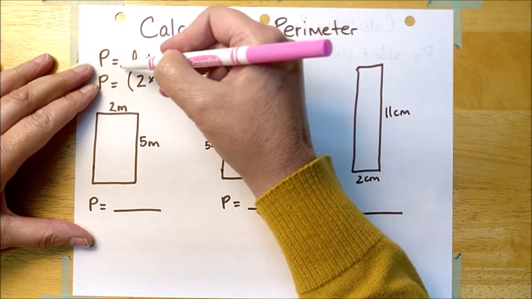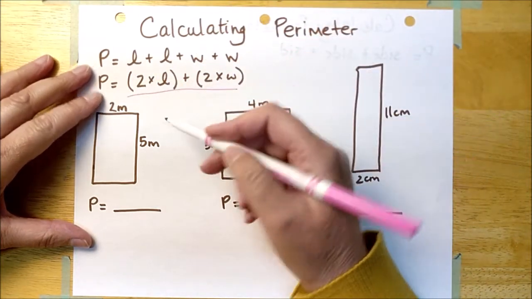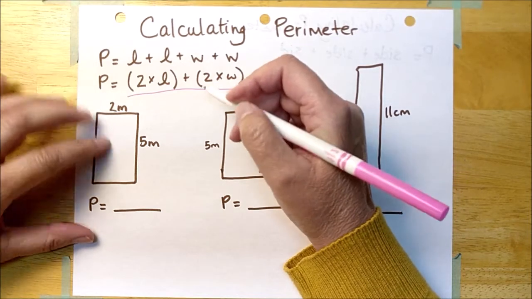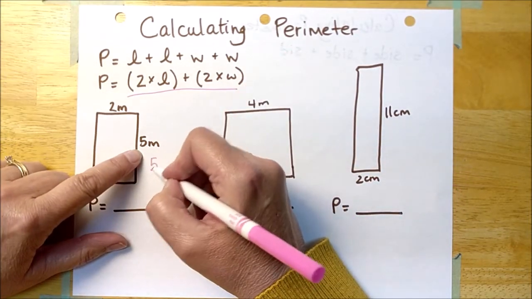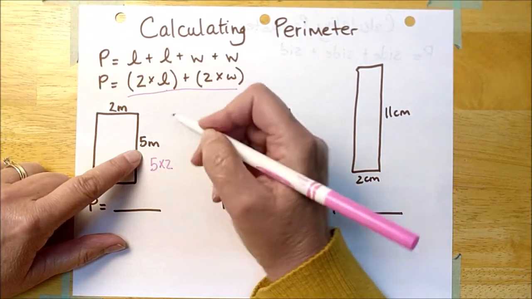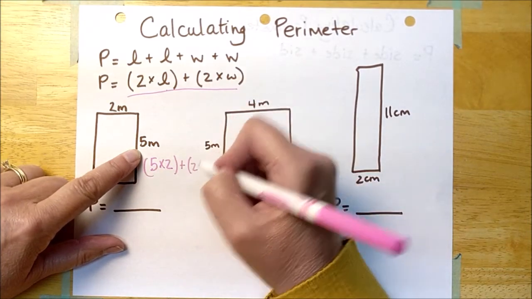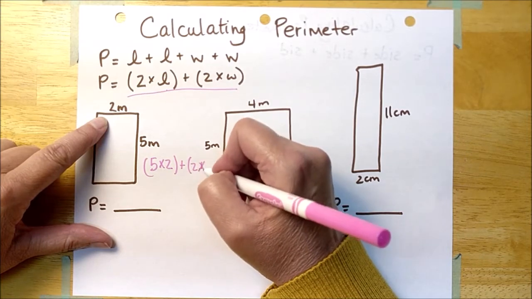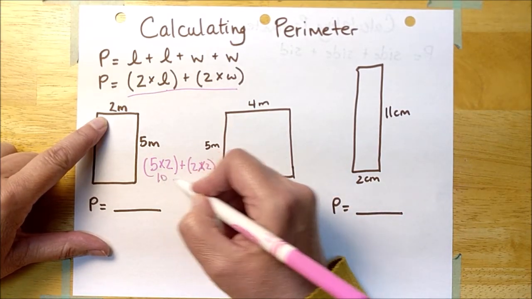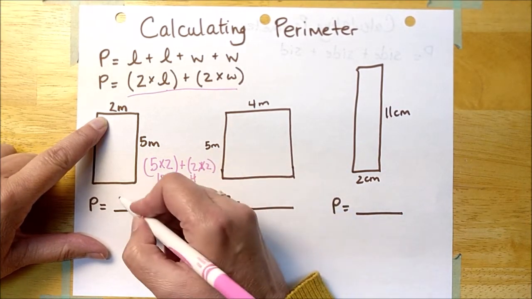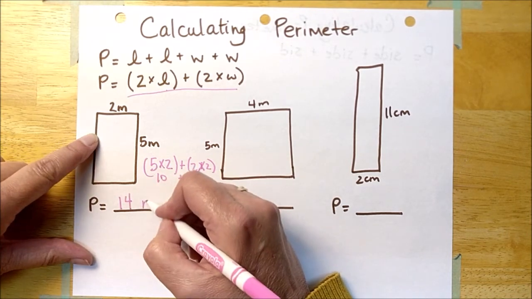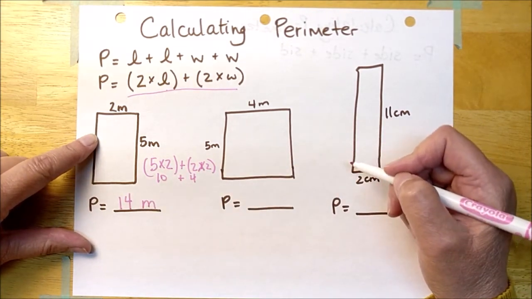So for this one, I'm going to use this formula. I'm going to try this way of figuring it out. So I got 5 is my length times 2. So that's my first one, plus the 2 times my width. So this would be 10 plus 4. So the perimeter of my rectangle is 14 meters.